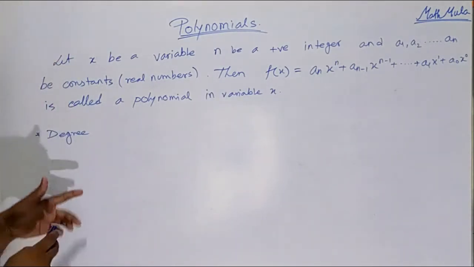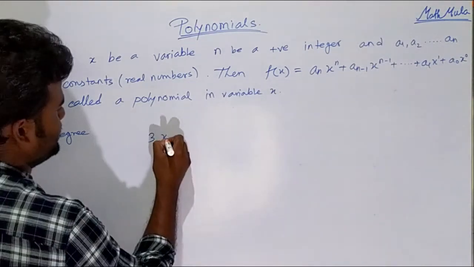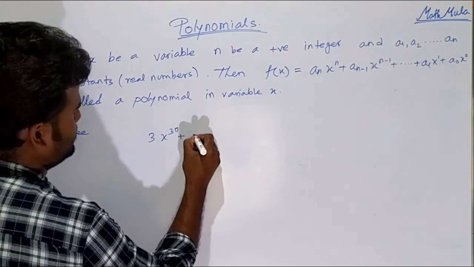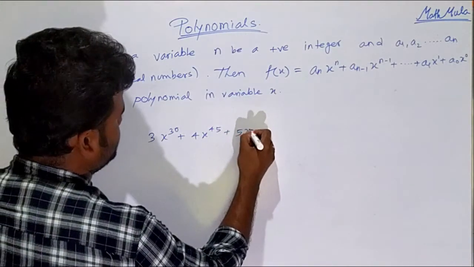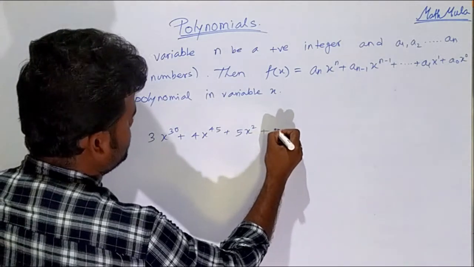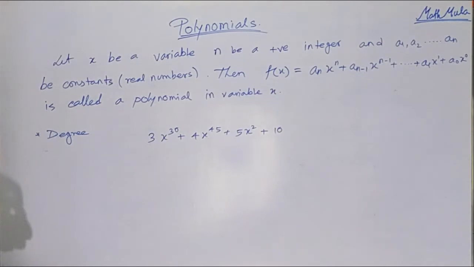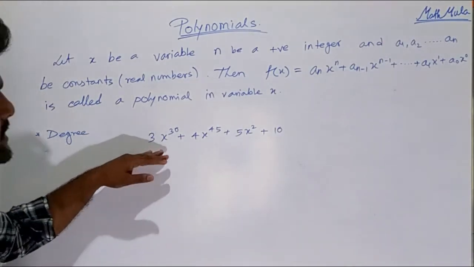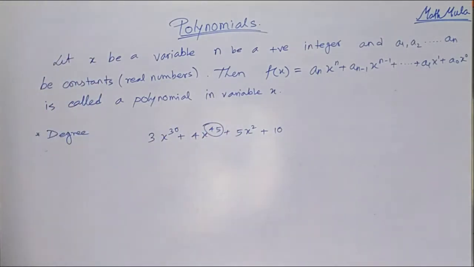Now the degree of polynomial. Now what is the degree of polynomial? Degree of polynomial means the highest power of variable is called the degree of polynomial. Like 3x to the power 30 plus 4x to the power 45 plus 5x to the power 2 plus 10. The power of the variable is a positive integer. So this is a polynomial. Now the highest power of polynomial is 45. So the degree of this polynomial is 45.